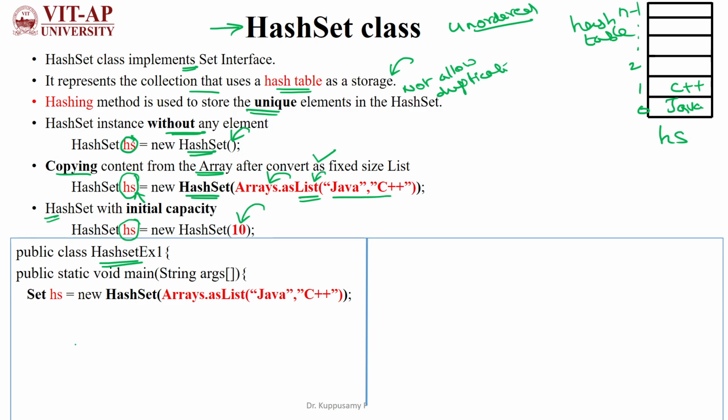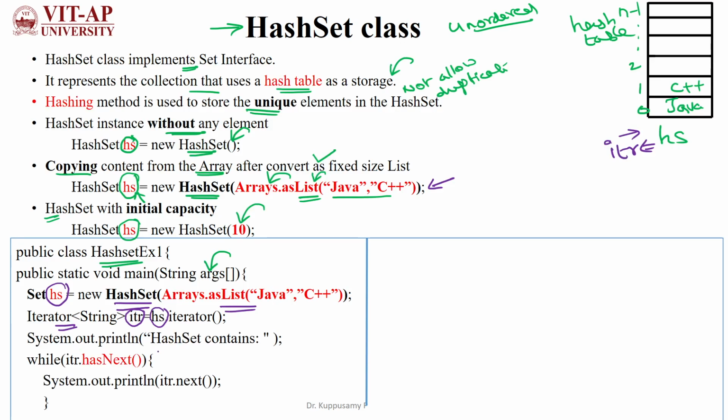Here one example is given, HashSetEx1, which receives command line arguments as a String data type. Now I am creating the HashSet object by using the HashSet class, which receives the elements we have seen in this line. After that, I want to display them by using the iterator. Here itr is the variable created by using the Iterator interface. Now HS has two elements, which are transferred to the itr. Okay, so assigning to the itr.